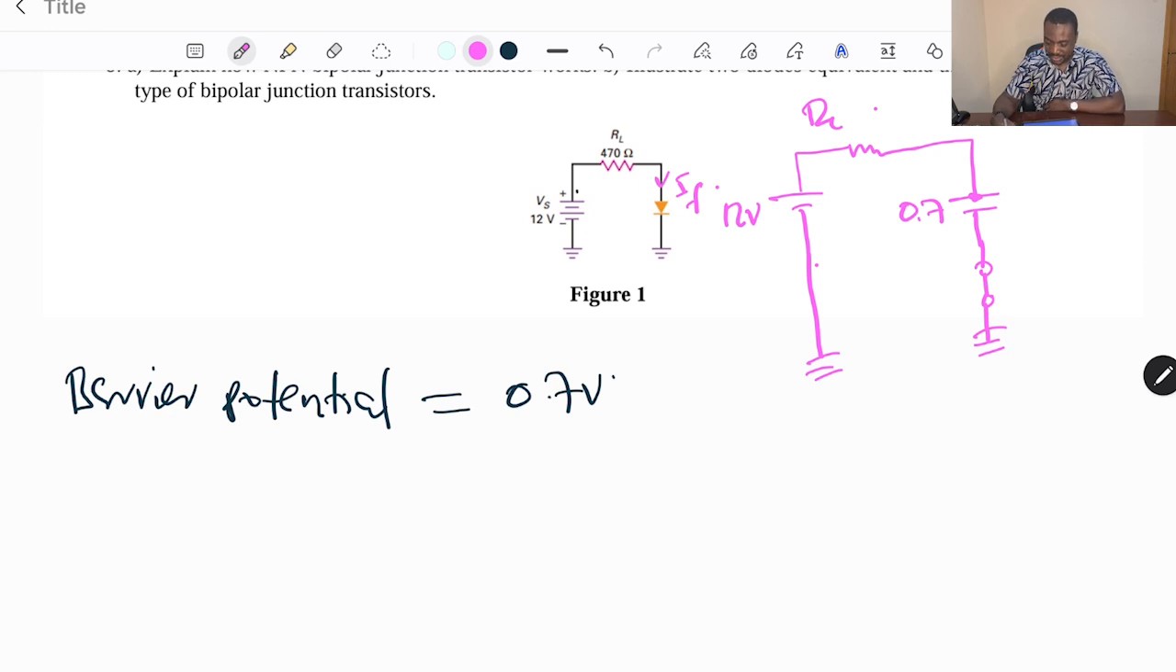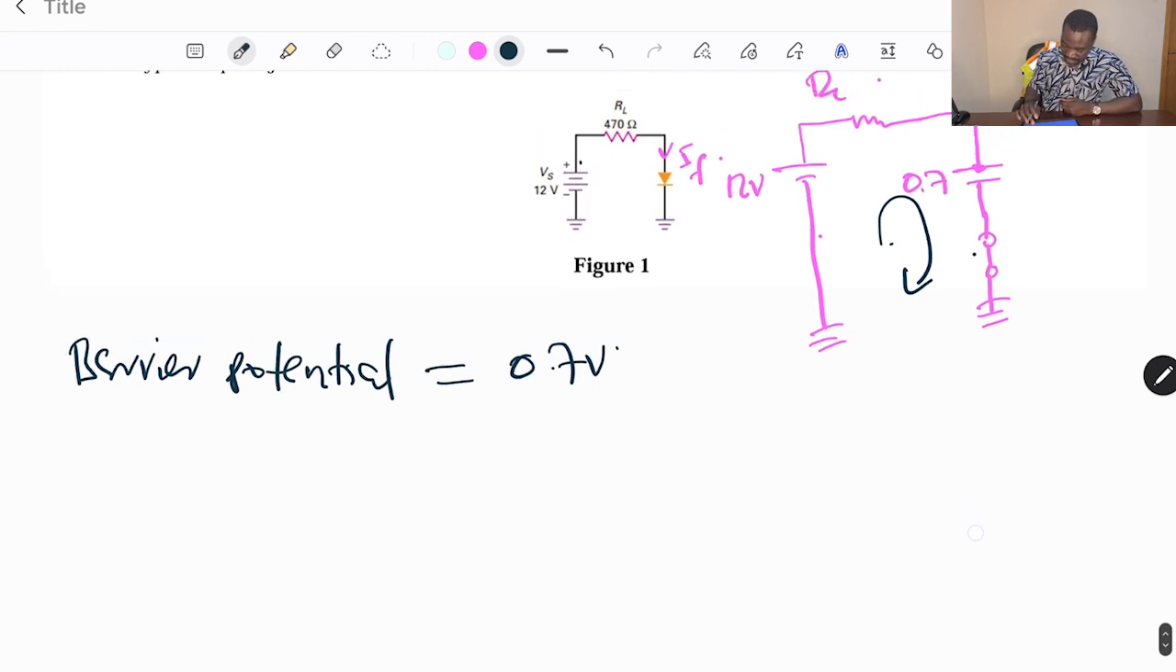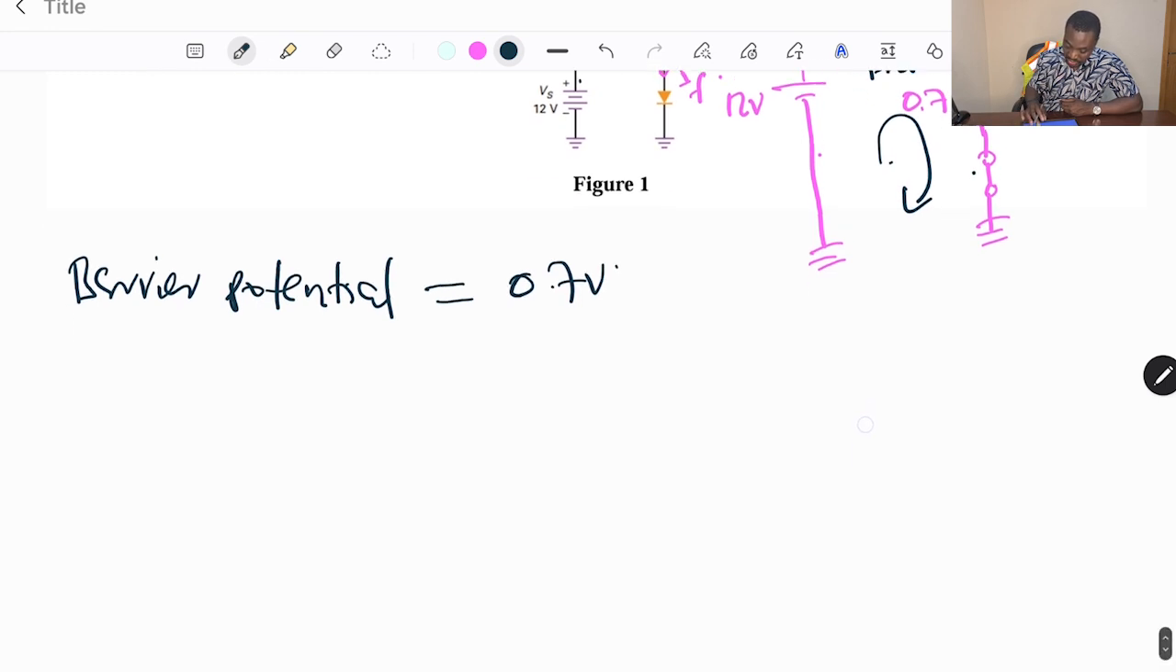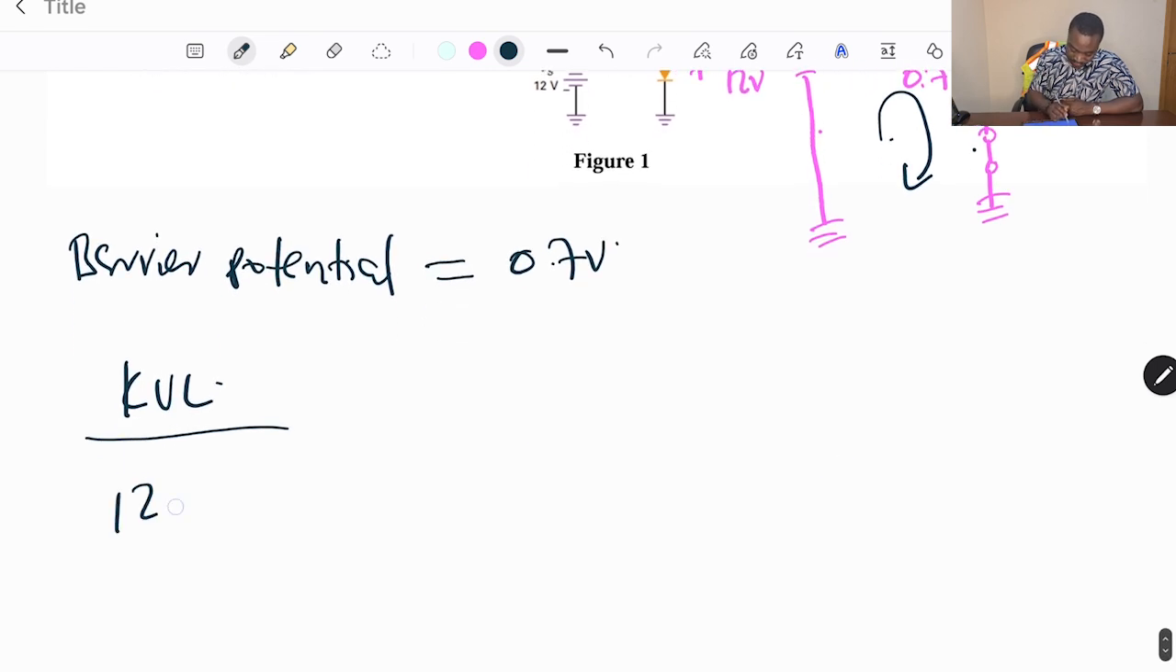Wow. So we have something of this nature. We have a closed circuit now, so we can apply Kirchhoff's voltage law. With this that we have here to be 470 ohms, we apply Kirchhoff's voltage law to this. That means we end up having 12.